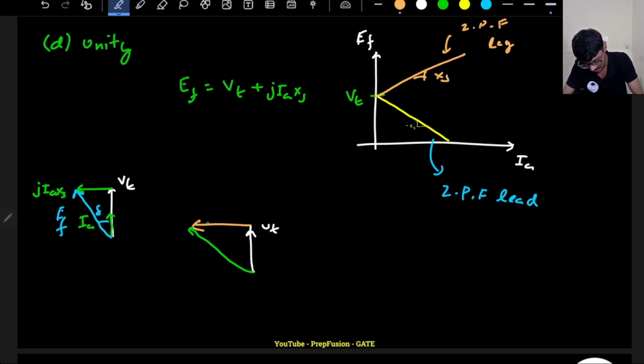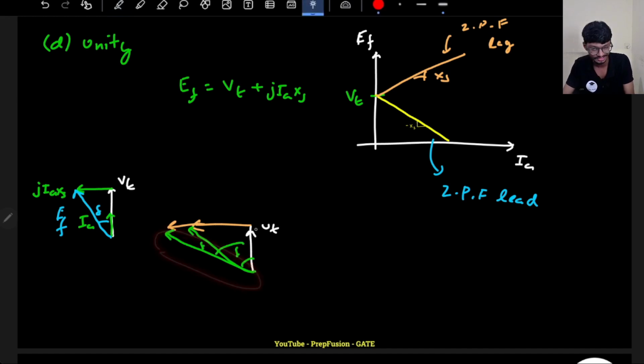So if I keep on increasing my IA, EF will keep on increasing, and obviously the delta also will keep on increasing. Okay, why will EF keep on increasing? Because the length is just a Pythagoras triangle, right? This square plus this square. Now this is fixed, this is increasing, so obviously the hypotenuse also will increase. Okay, delta will increase, the EF also will increase.